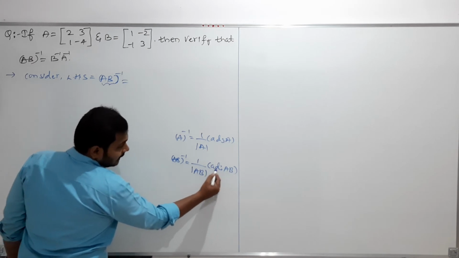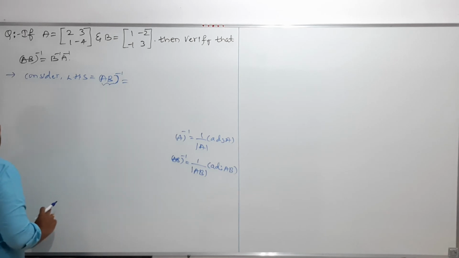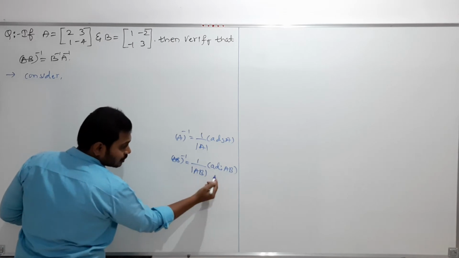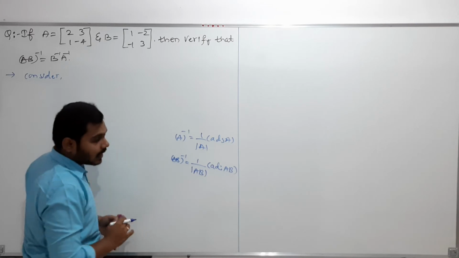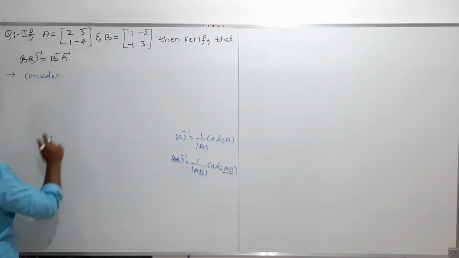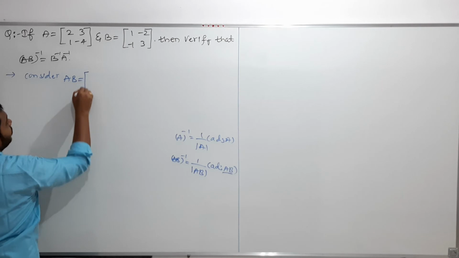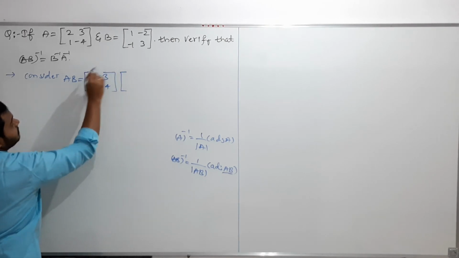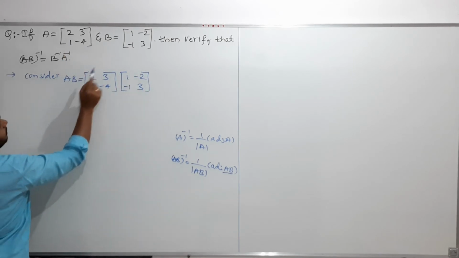To find the adjoint of AB, first of all I should know the AB value. I should calculate the determinant of AB as well as the adjoint of AB. So first I will consider AB. How to calculate AB here? A is already given to you: 2, 3, 1, minus 4. And next, B is 1, minus 2, minus 1, 3. So this is A and this is B.